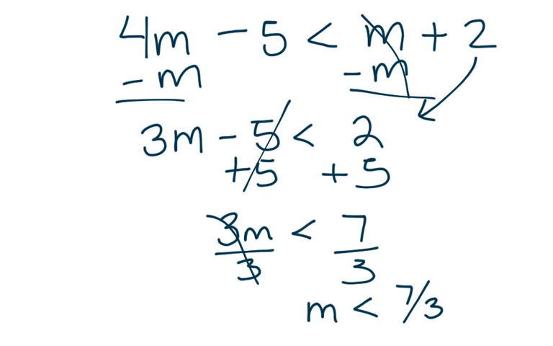Again, draw your number line. Or if there's one already given, you have to find this point on the number line. Open circle, and we're going to shade to the left because it's less than. All right, one more.